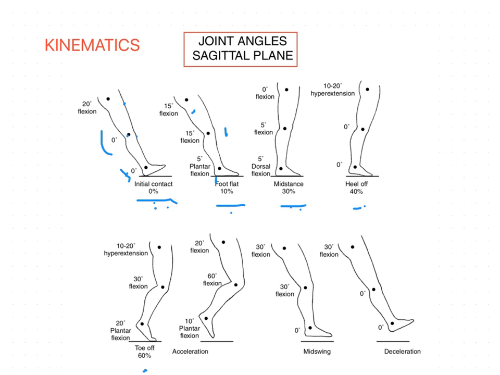At the end of mid stance, at the hip there is no flexion taking place, so it is at 0 degrees. That means it is in neutral position, that is anatomical position. And then 5 degrees of flexion we can see in the mid stance at the knee joint, and 5 degrees of dorsiflexion at the ankle joint.